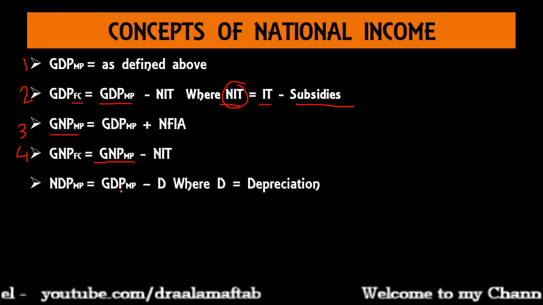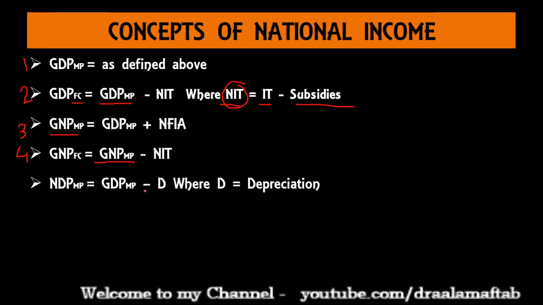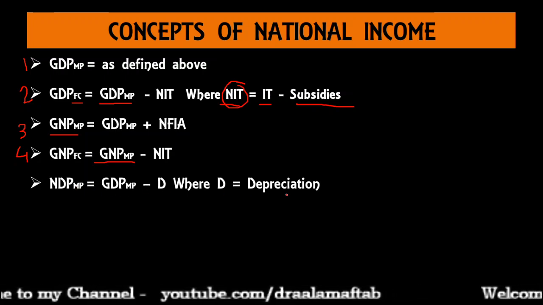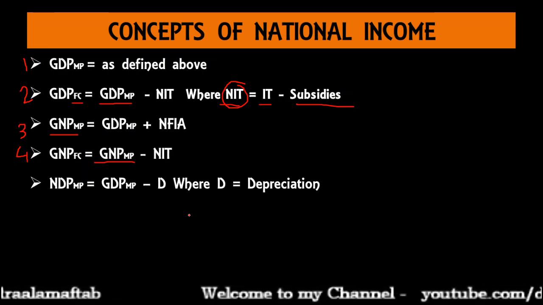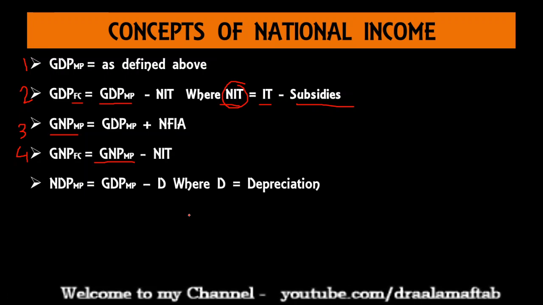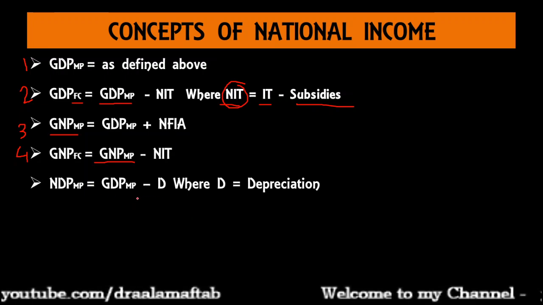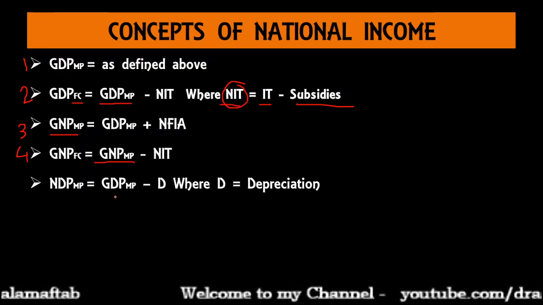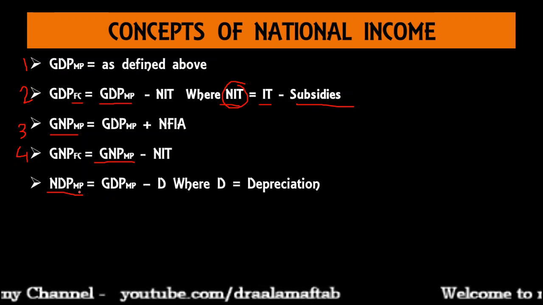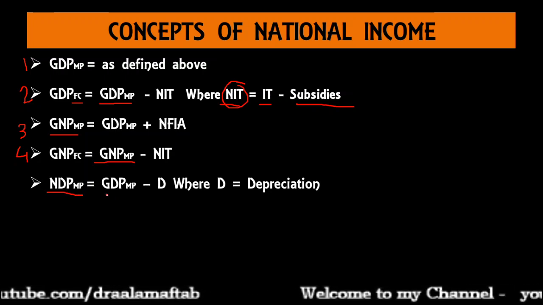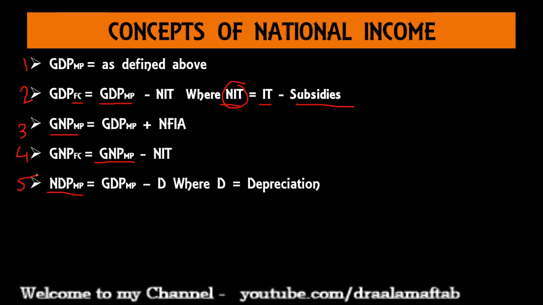So I have done GDPMP, gross domestic product at market price, minus D, that is depreciation. What is depreciation? The wearing and tearing of the equipment and machinery used during the production process. We need to deduct that to arrive at the net value. So net domestic product at market price can be calculated in this simple manner. This is the fifth variant.